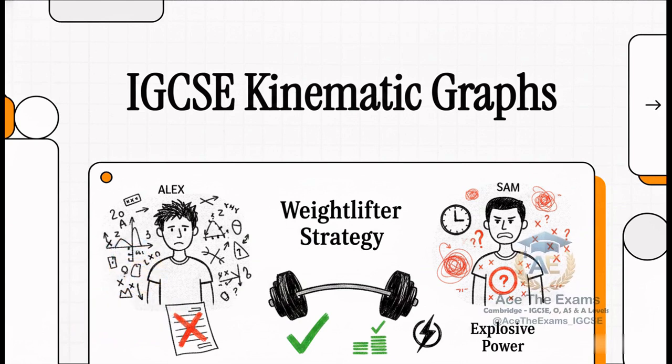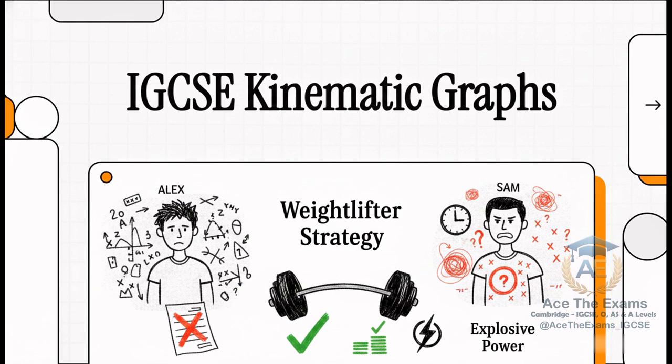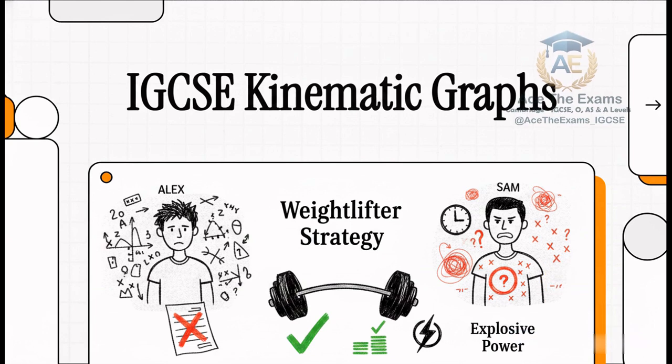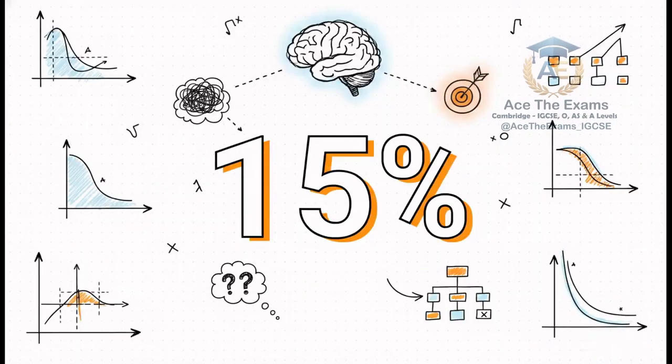Then we have Sam. Sam rushes, Sam sees the graph, panics, misses the specific command word requirements, and makes careless errors. You look at their papers side by side, and they are just covered in red pen marks from the examiner. Today, we are building your explosive mathematical power to transform those red marks into green check marks. We are going to turn those errors into absolute, undeniable precision.